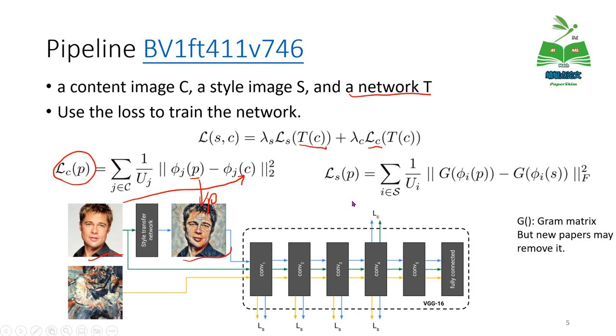And for the style loss, it's similar. They just want to match the style. Most parts are similar. Here they have one extra, the G, which is the Gram matrix. But some other, newer papers did not use this one. So this one maybe is not useful in future works.